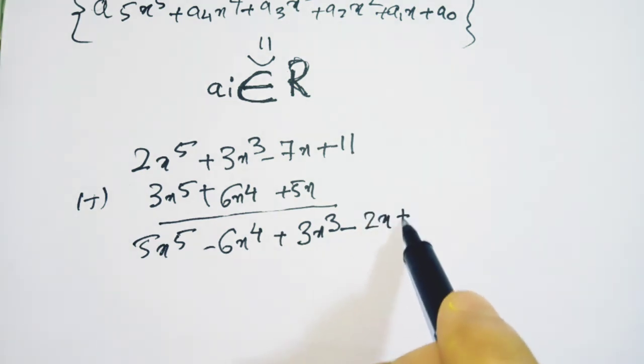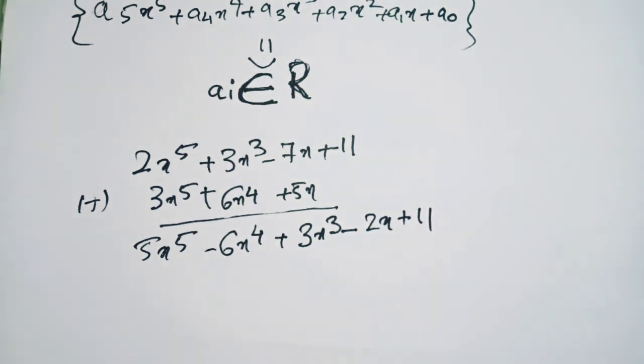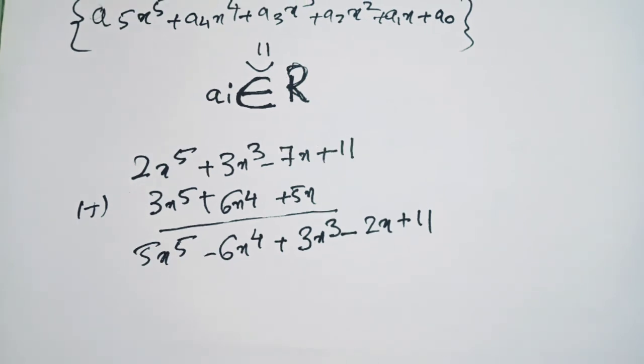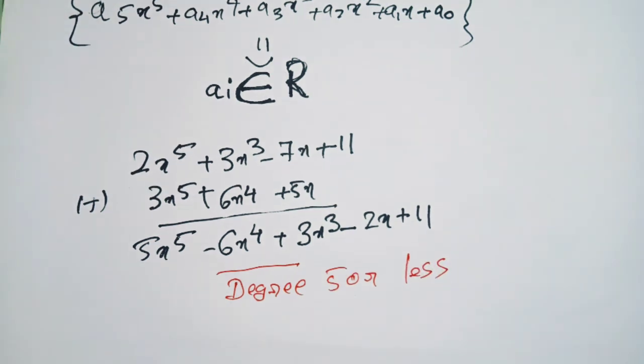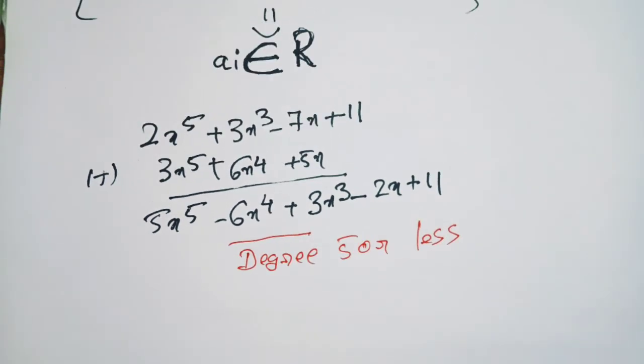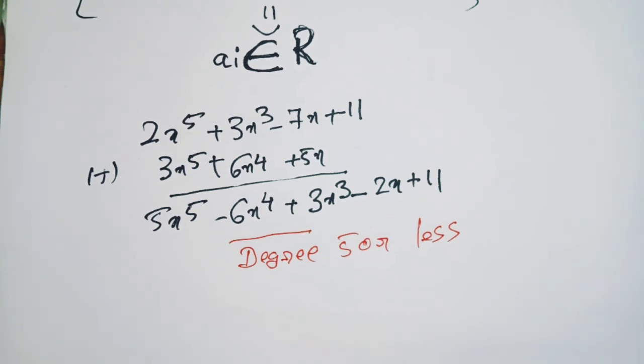Minus 2x plus 11. Now what is important is that this polynomial equation gives you an equation of degree 5 or less. You see 5, 4, 3, 1, 0. So this will give you a polynomial of degree 5 or less. Again, if we quickly do another equation, in this way we are going to add this part.